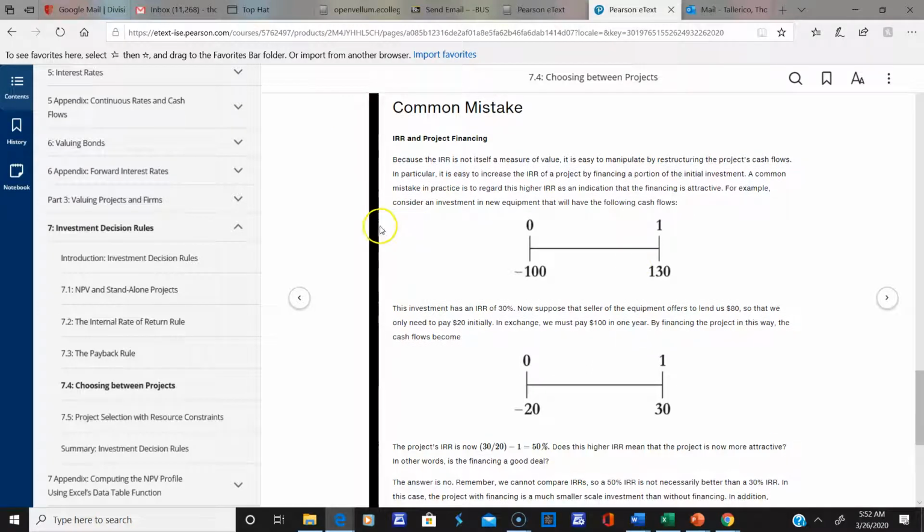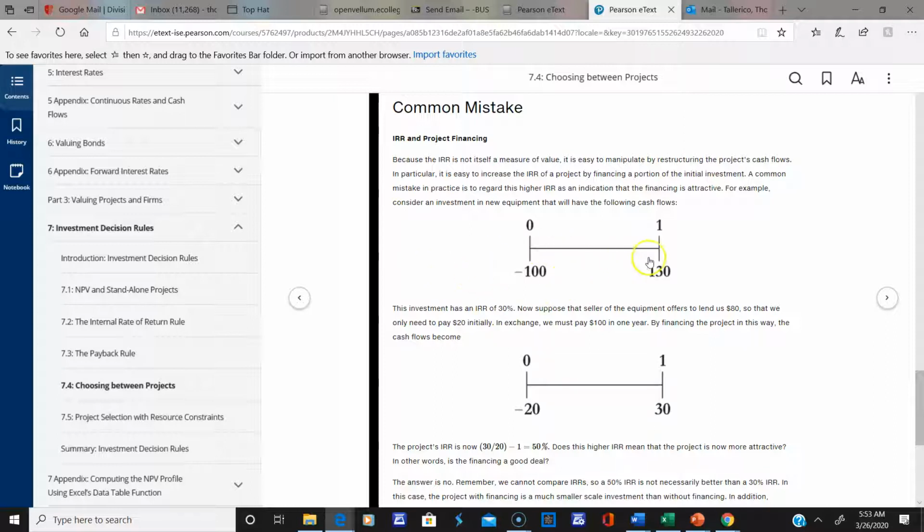All right, so there's a couple of things that are important here, and common mistakes with internal rate of return and project financing. Because the internal rate of return is not itself a measure of value, it is easy to manipulate by restructuring the project's cash flows. In particular, it is easy to increase the internal rate of return of a project by financing a portion of the initial investment. A common mistake in practice is to regard this higher internal rate of return as an indication that the financing is attractive. For example, consider an investment in new equipment that will have the following cash flows.